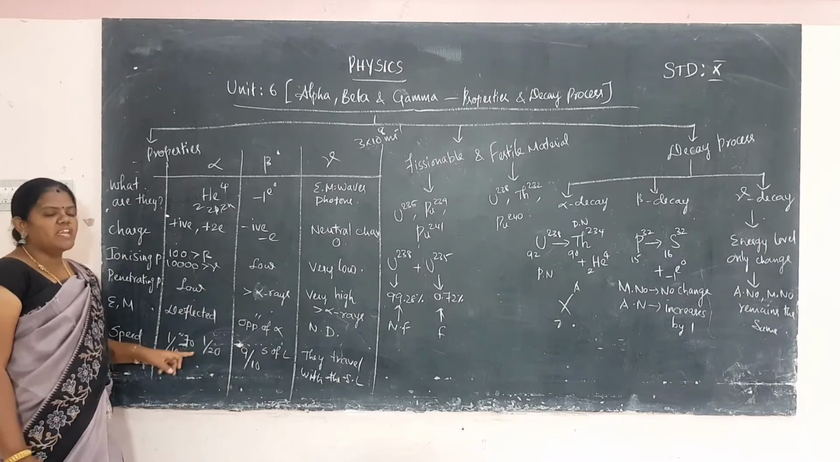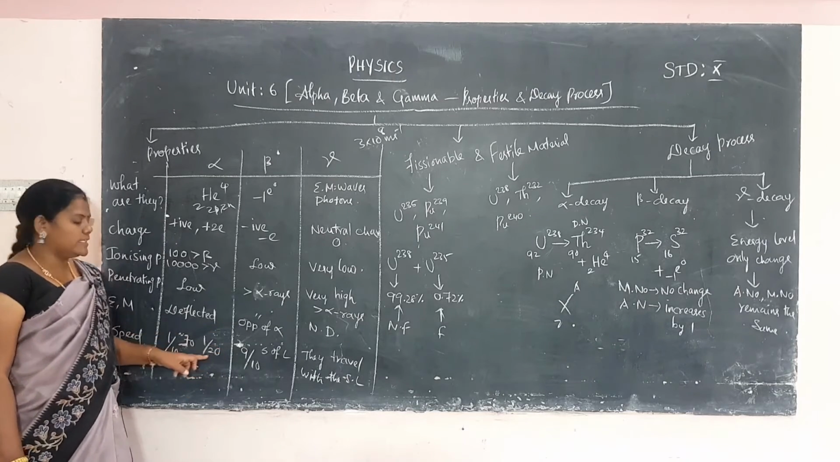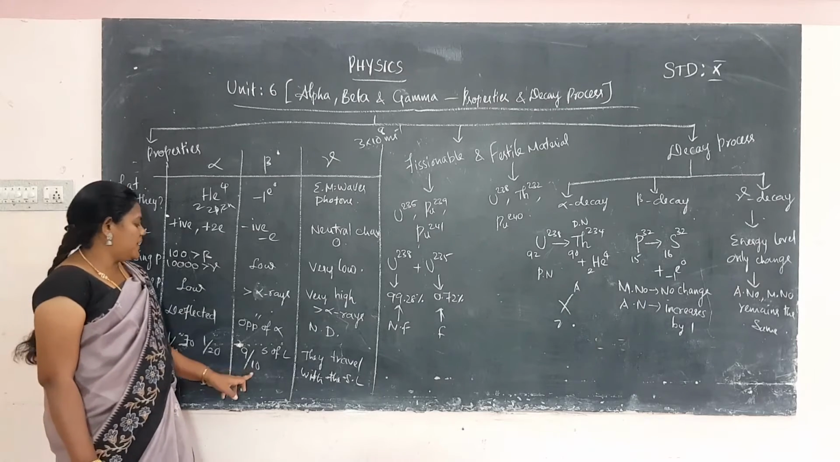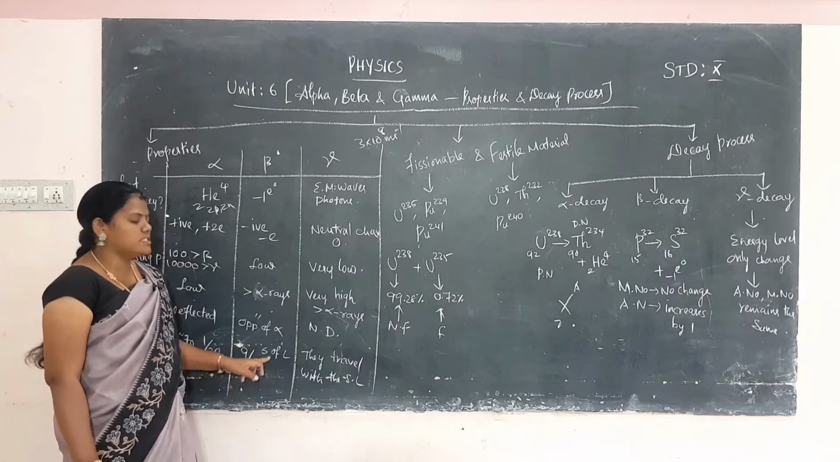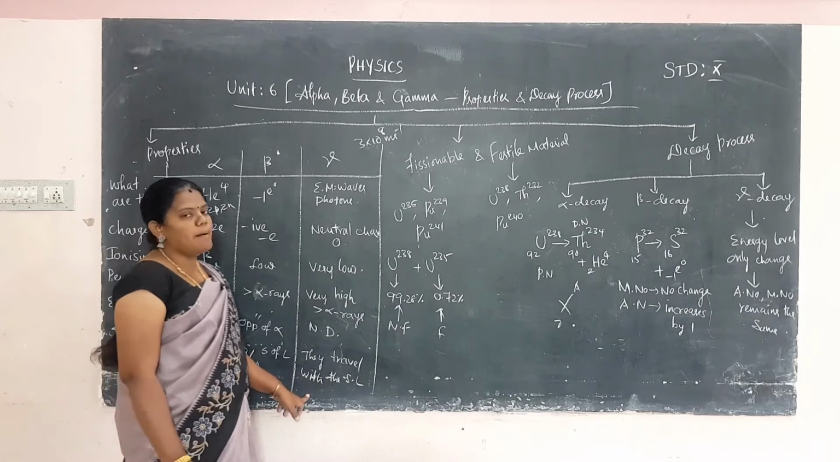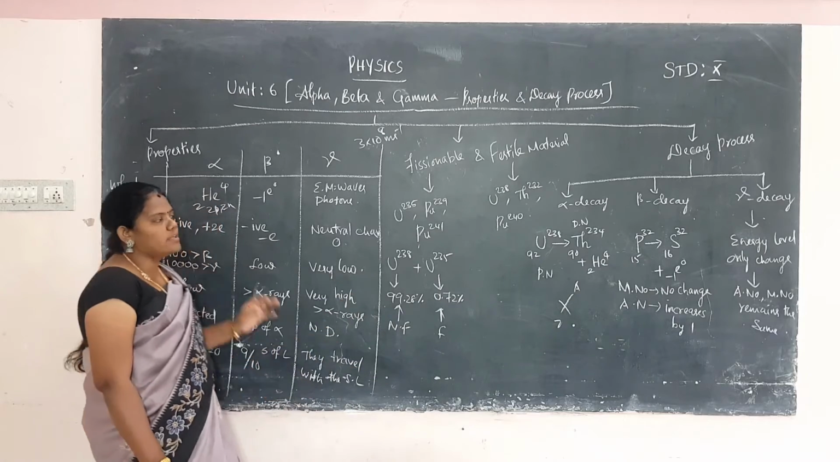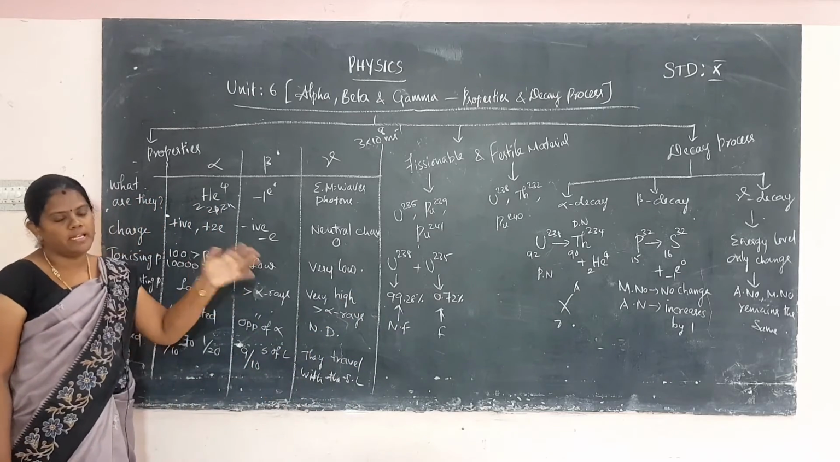And then the speed of alpha is 1/10 to 1/20 times the speed of light, the speed of beta is 9/10 times the speed of light, and gamma rays travel with the speed of light. Those are all the properties of alpha, beta, gamma radiations.